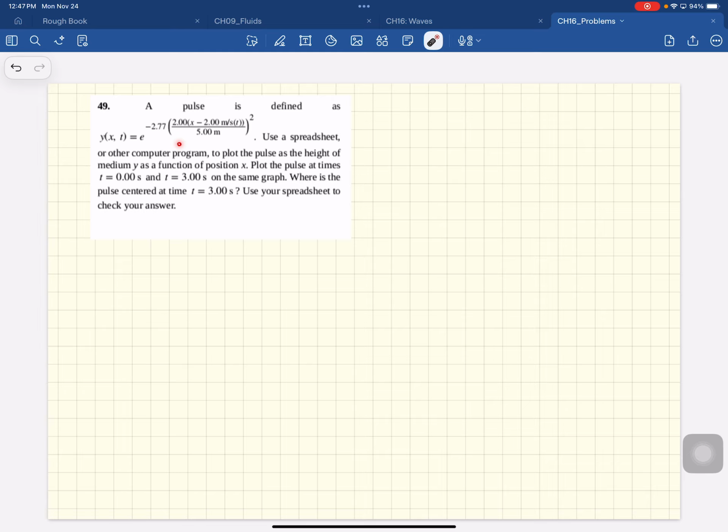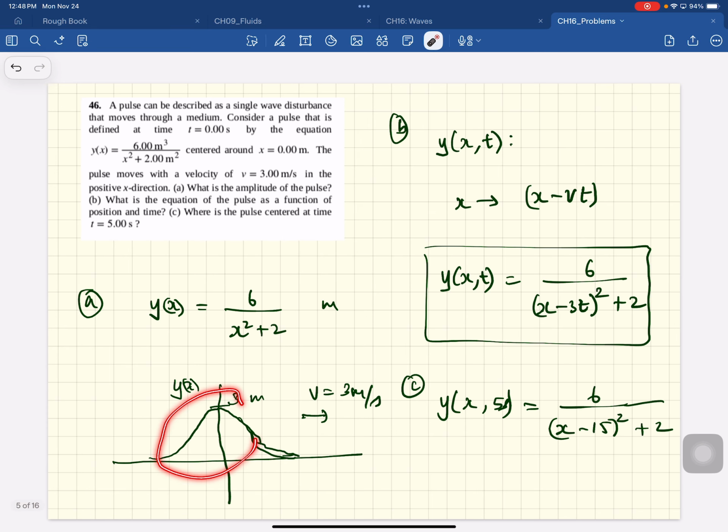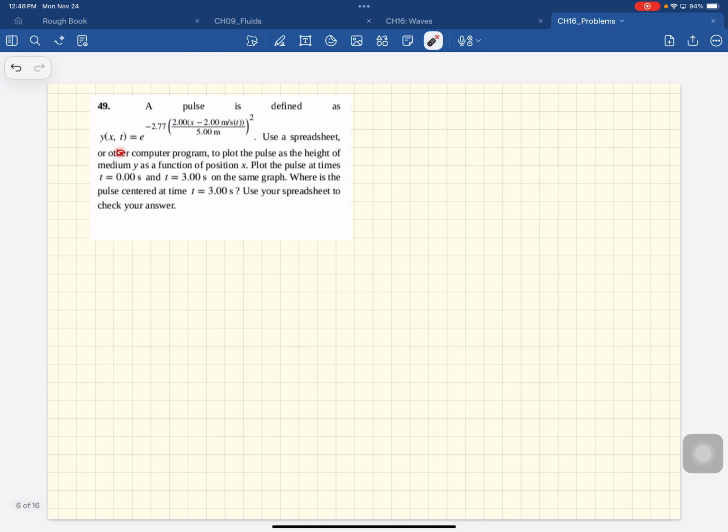So there's a similar pulse. Again, this is very similar to this. This is a bell curve. And you can see that this pulse is traveling to the right at 2 meters per second. Wherever x got replaced by x minus vt, the v is the speed of the pulse, and the negative sign is just telling you that it's traveling to the right.